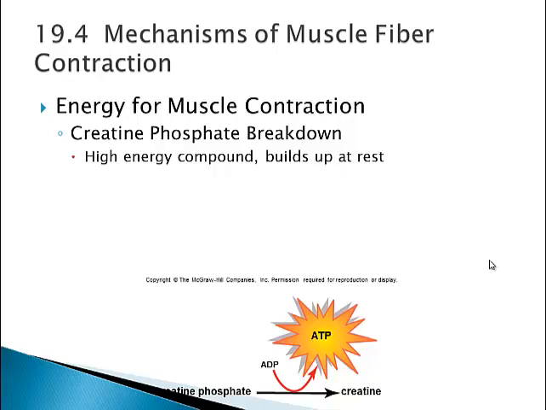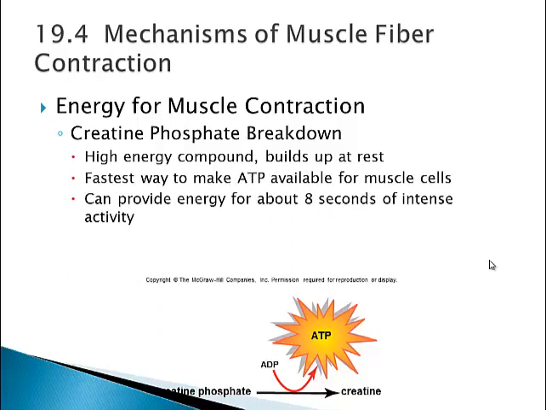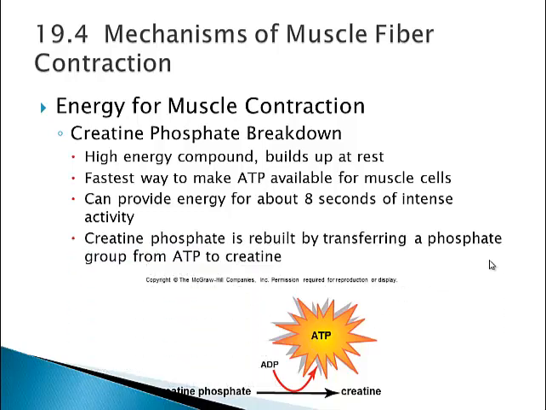Creatine phosphate is a high-energy compound. It builds up at rest. It is the fastest way to make ATP available for the muscle cells. However, it only provides energy for about 8 seconds of intense activity. After that, we rely on another mechanism to gain ATP. Creatine phosphate can be rebuilt by transferring a phosphate group from ATP to creatine.